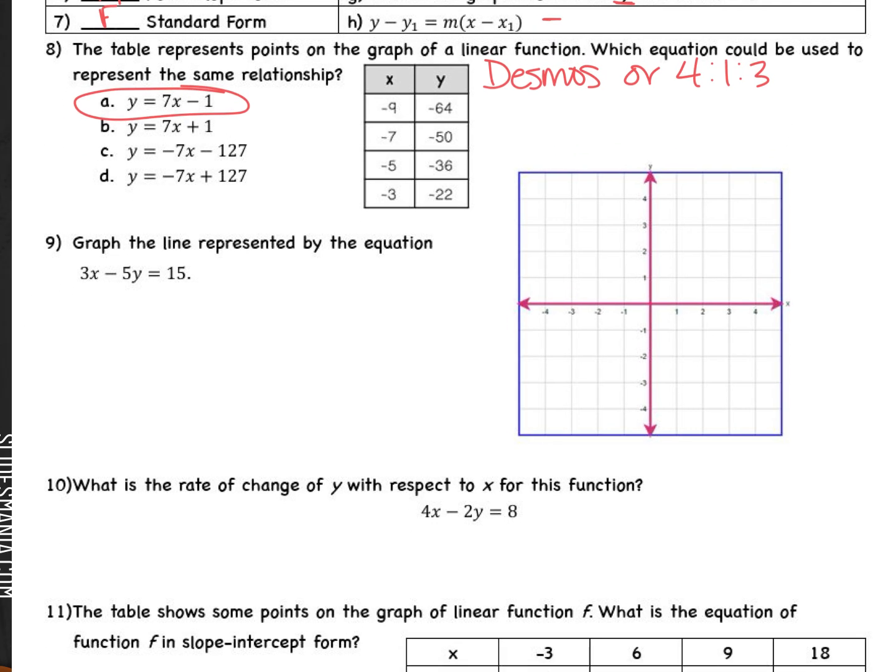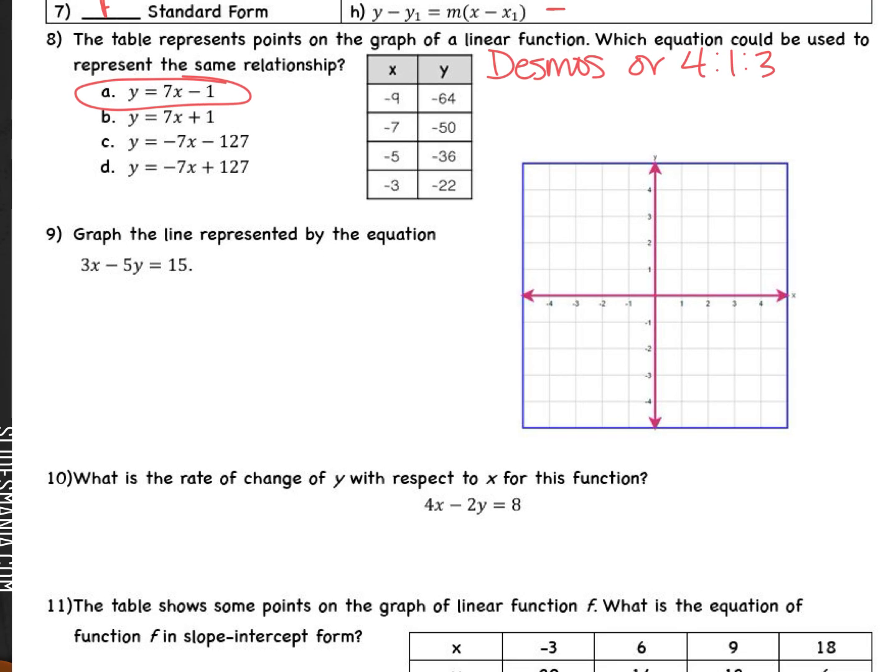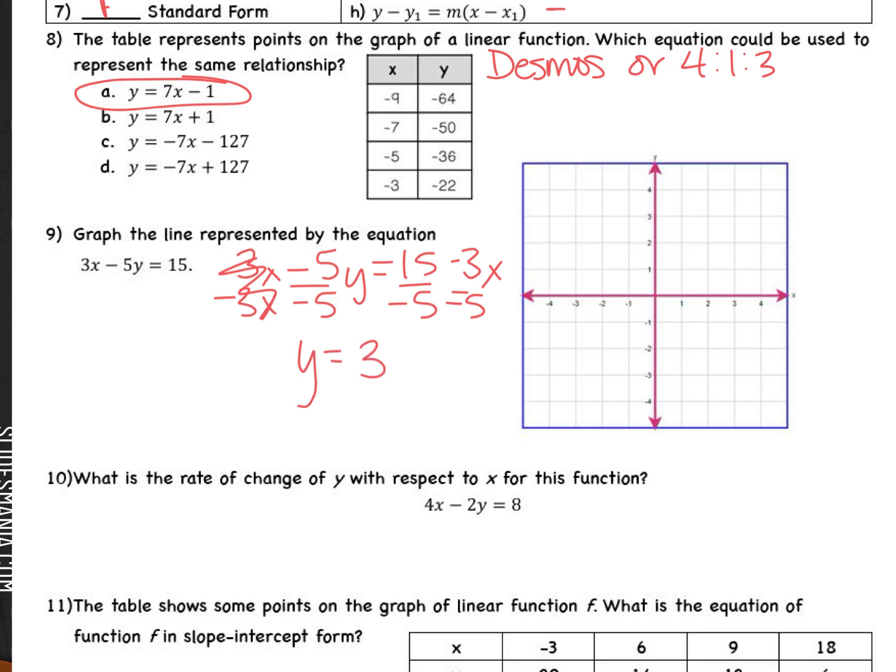If we are going to graph number 9, we can do a couple of things. You can change this to y equals. If you're going to change it to y equals, then you're going to move your x. There's a lot of ways to do this. Remember, we talked about if you like this way. But if you're going to divide, you have to divide everything by that negative 5. Y equals 3. A negative and a negative is a positive. And you could put that in Desmos to see what it looked like.